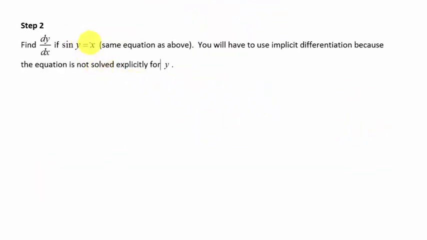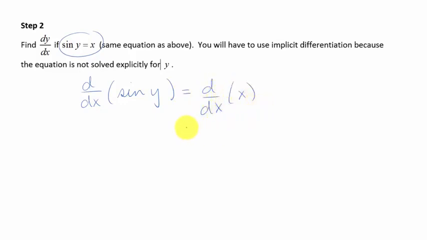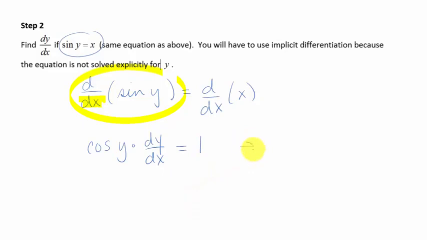In step 2, what we want to do is take our equation and find the derivative of y with respect to x. So we have to take the derivative with respect to x of both sides: the derivative of sine y, and the derivative with respect to x of x. For the left-hand side, you have to use implicit differentiation because you have a y and you want to take the derivative in terms of x. The derivative of sine is cosine, so we get cosine of y, but we took the derivative of a y with respect to x, so we need to use the chain rule to remember that piece, and then the derivative of x is just 1. If I solve for dy dx, I get dy dx equals 1 divided by cosine of y.